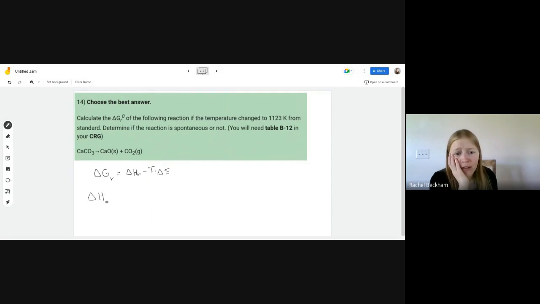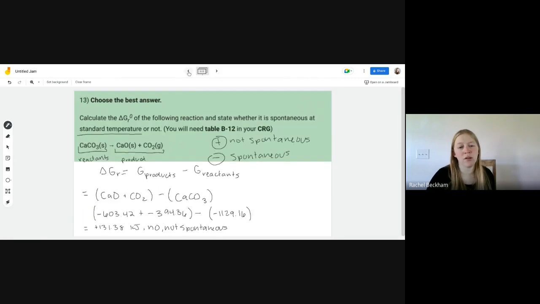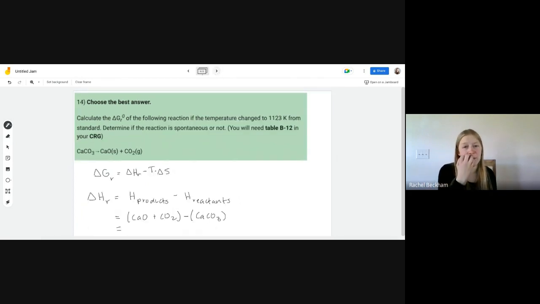Remember that you can find delta HR by doing the H products minus H reactants. Our H products are CaO plus CO2. Those are our products minus CaCO3. So we got to go in and look up the delta H values for these. Again, we cannot use this equation for it because now we're not at standard temperature. And that means that some little adjustments have to be made and we have to do a little bit more math to do it. So we're going to look up CaO and CO2.